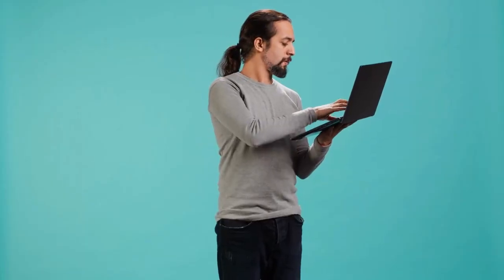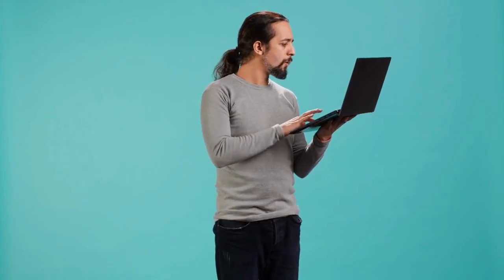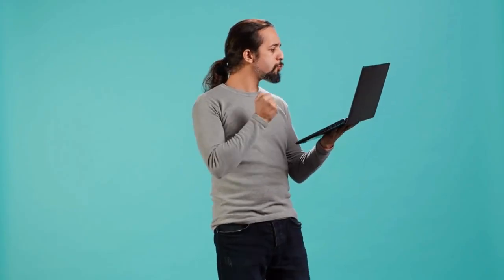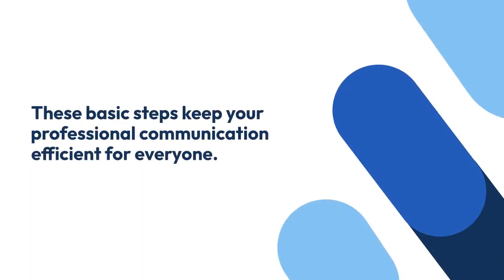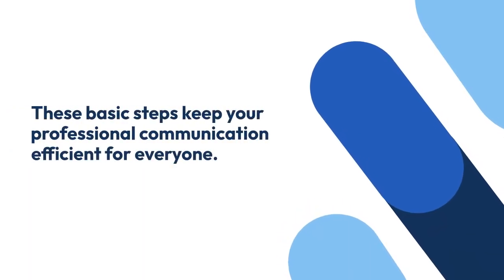If you want to be extra polite, you can add a small note at the very top of your email stating that you are removing certain people to save their inboxes from unnecessary notifications. This simple step ensures that the person you remove does not feel excluded if they happen to see a later version of the conversation. These basic steps keep your professional communication efficient for everyone.